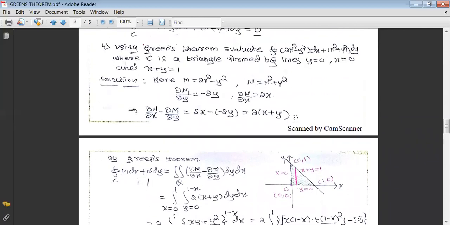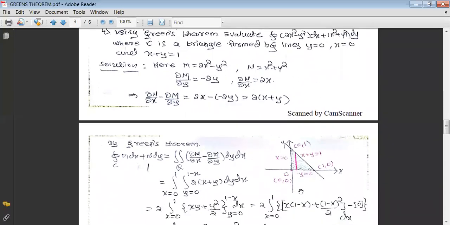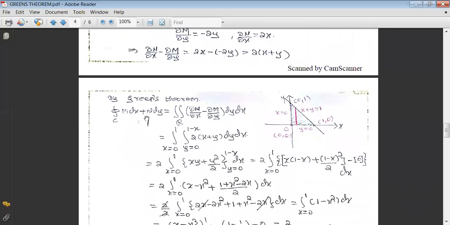First, let us know what is that closed region. They are given y equal to 0, that is x-axis, x equal to 0, that is y-axis, and x plus y equals to 1, this is a line. Because if you take x equals to 0, we get y equal to 1, this is a point. And if you take y equal to 0, then we get x equals to 1, therefore this is another point. By putting those 2 points and joining these 2 points, we get a triangle. Okay, now by Green's theorem we can write like this.